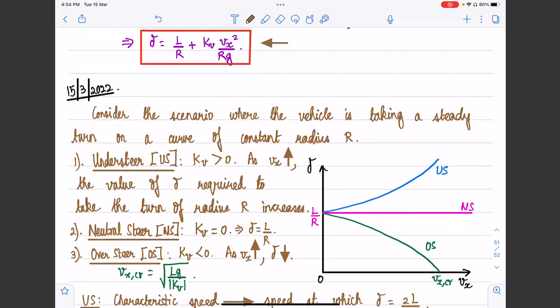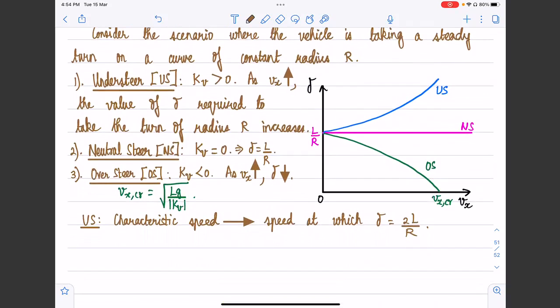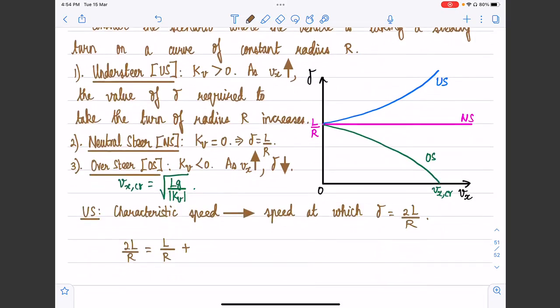So if we substitute it in this equation, what happens? We will get 2L by R is equal to L by R plus KV Vx squared by R, where I replace Vx by Vx characteristic, just to denote the characteristic speed. If we simplify this equation, the characteristic speed expression comes out to be this. So we can see that it is going to be the square root of Lg divided by KV.